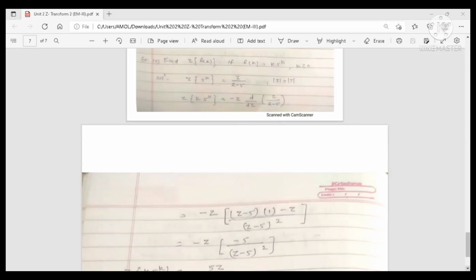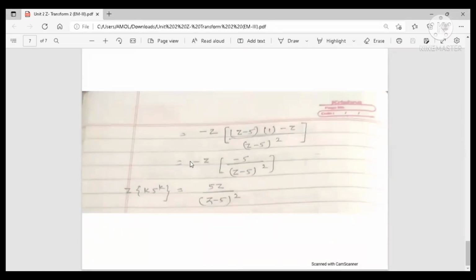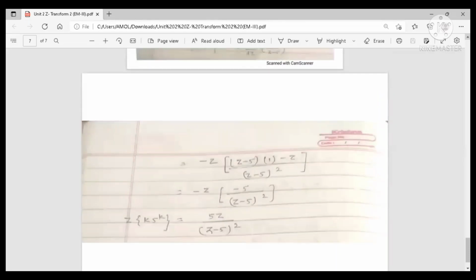Now simplify: minus z as it is, in bracket of z minus 5 minus z. It is minus 5 upon z minus 5 whole square. So minus minus plus, so this is 5z upon z minus 5 whole square. So Z transform of k into 5 raised to k is equal to 5z upon z minus 5 whole square. This is the example of multiplication by k property.